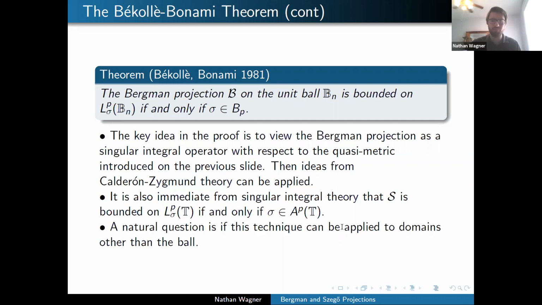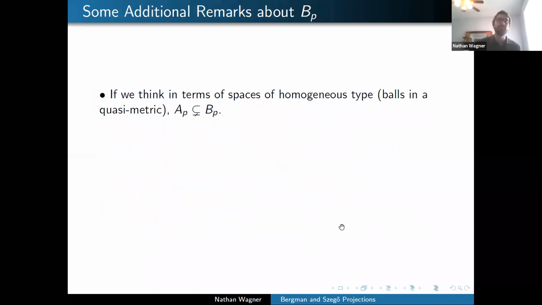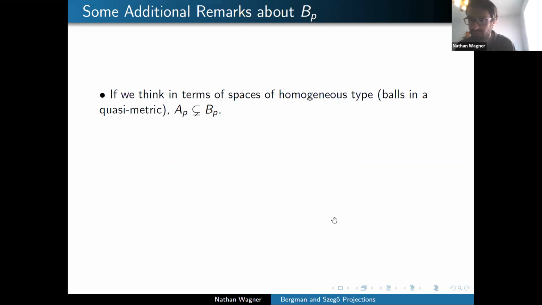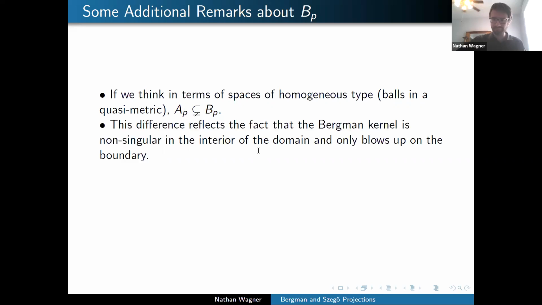And of course then a natural question is whether this technique can be applied to domains other than just the ball. So what's special about the ball? Again, this is kind of reviewing things that I already said, but if we're thinking of these in terms of spaces of homogeneous type, AP is strictly contained in BP, because in the definition of the BP class, I'm computing the supremum over a smaller collection of balls. And this difference really reflects the fact that the Bergman kernel is non-singular in the interior of the domain and only blows up at the boundary.